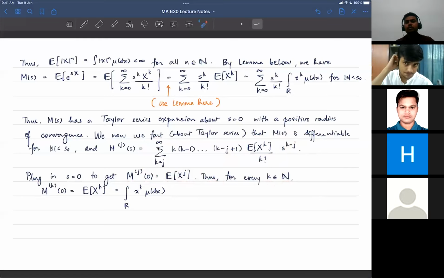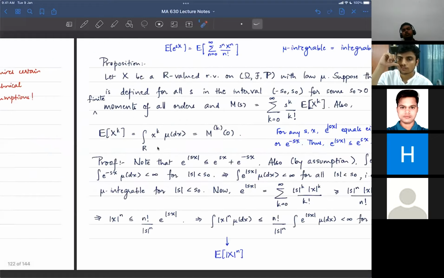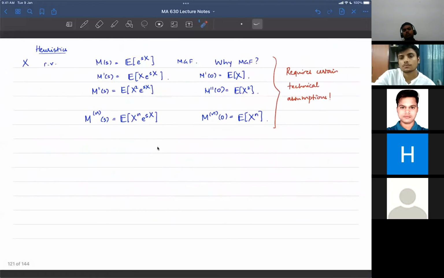So we have seen that in this case, the moment generating function is a Taylor series with positive radius of convergence. It is infinitely differentiable, and derivatives are obtained by differentiating just term by term. And these calculations that we did actually work out. So the sufficient condition for that is that the absolute value of s has to be less than s0 for some s0. There's one hole in the proof which we need to fill in.